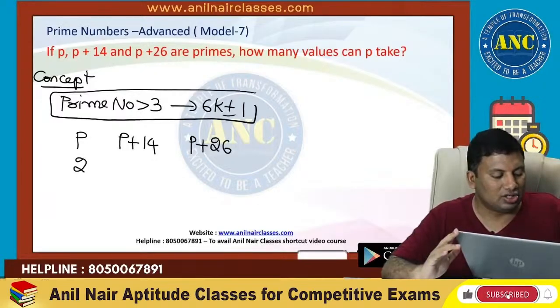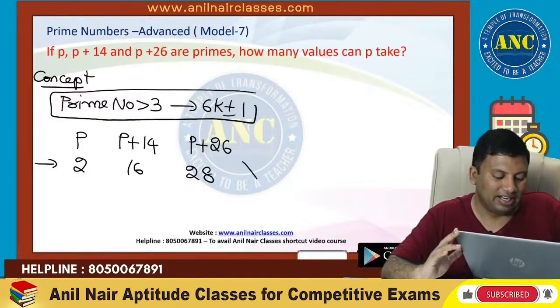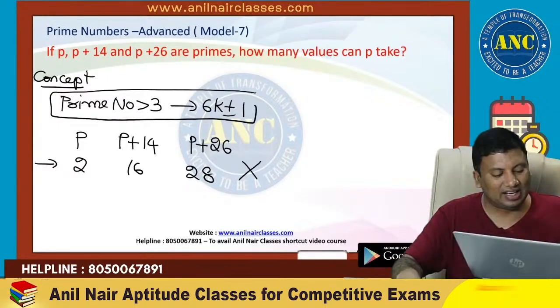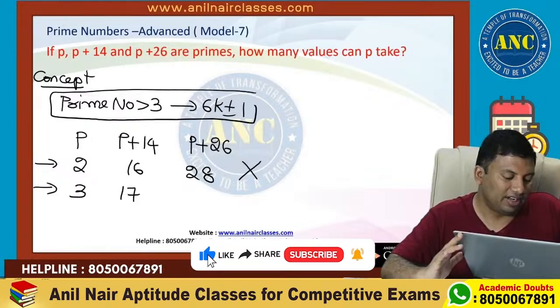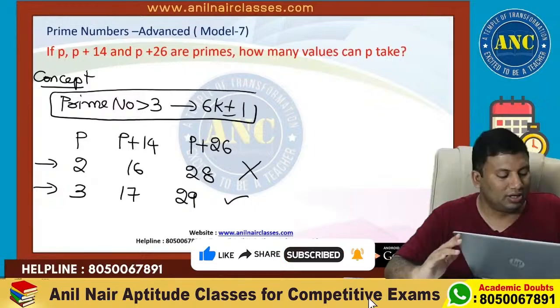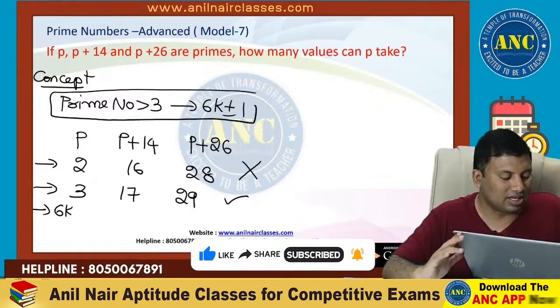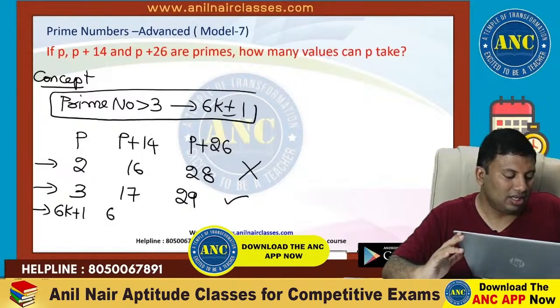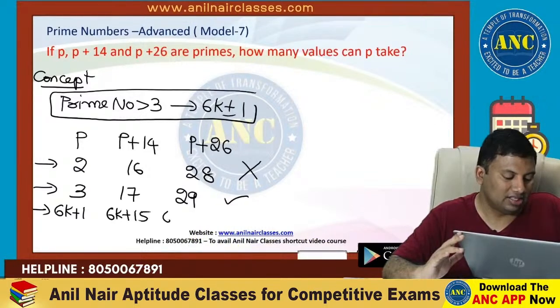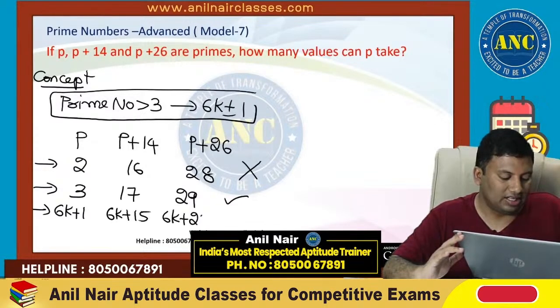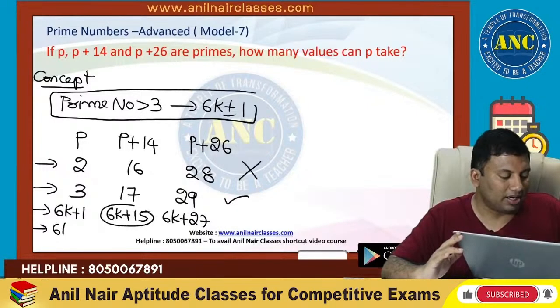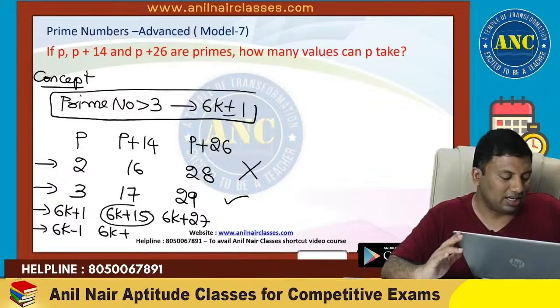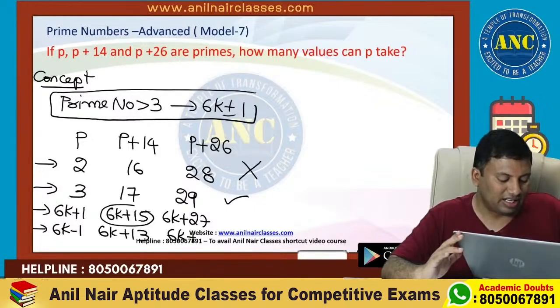If P is 2, 2 plus 14, 16, 2 plus 26, 28. 16 and 28 are even numbers. Not possible. If it is 3, 17, 29. 3, 17, 29. Possible. If it is 6k plus 1, these 6k plus 15, these 6k plus 27, these divisible by 3. Not possible. 6k minus 1: 6k plus 13 and 6k plus 25.